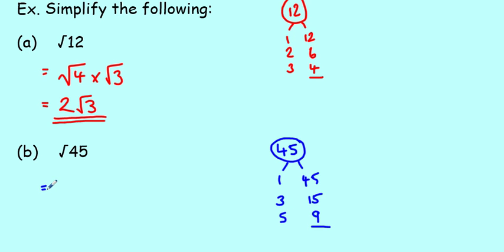So we go for root 9 times root 5. Now I could write this as root 5 times root 9. I'm writing it as root 9 times root 5 because I will be square rooting the 9 to get 3 and then attaching it to the root 5. Okay, so square root of 9 is 3. Root 9 times root 5 gives you 3 root 5.